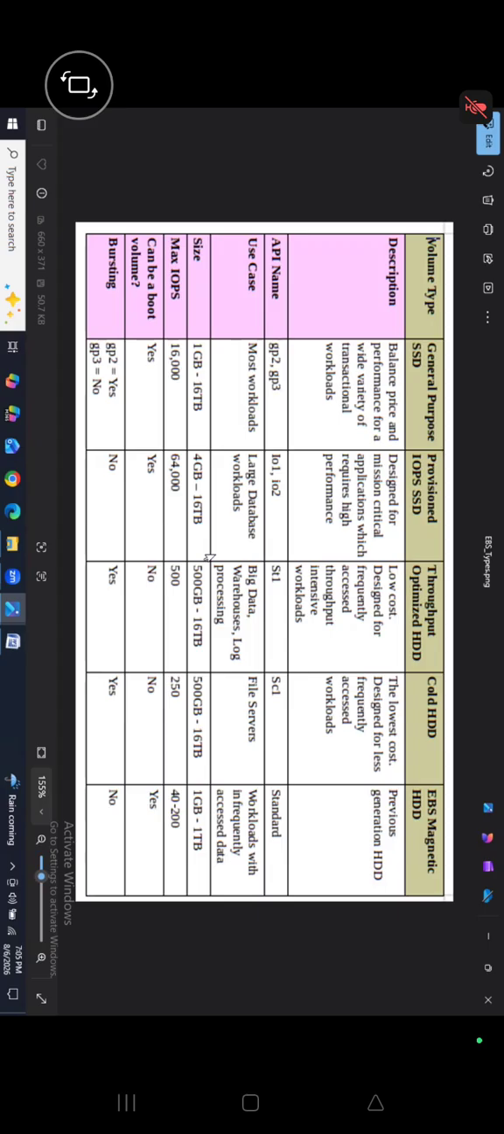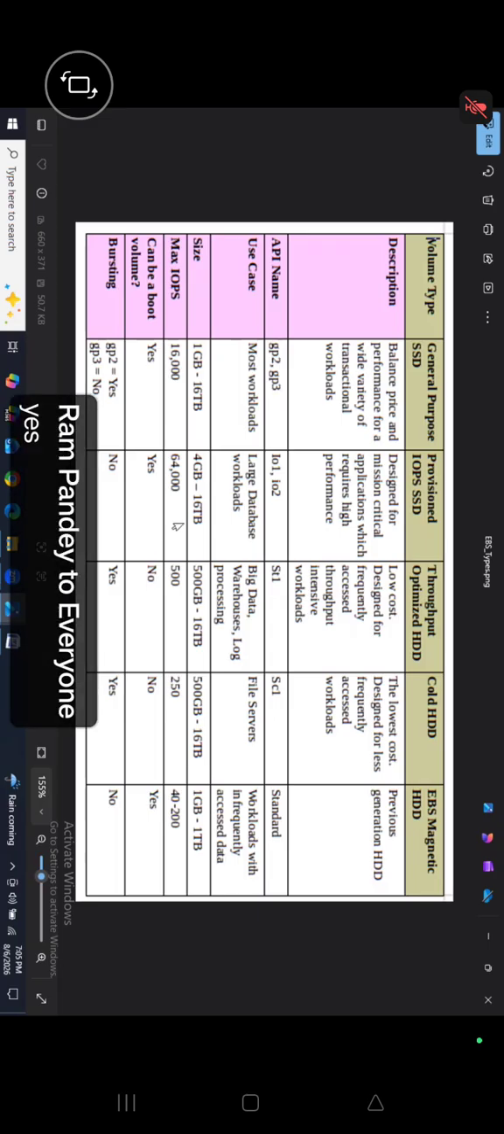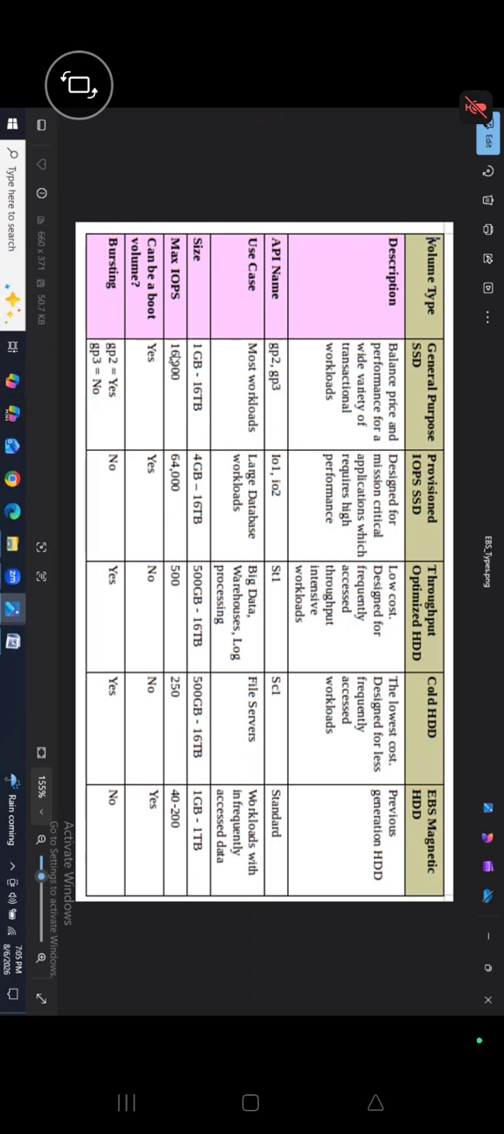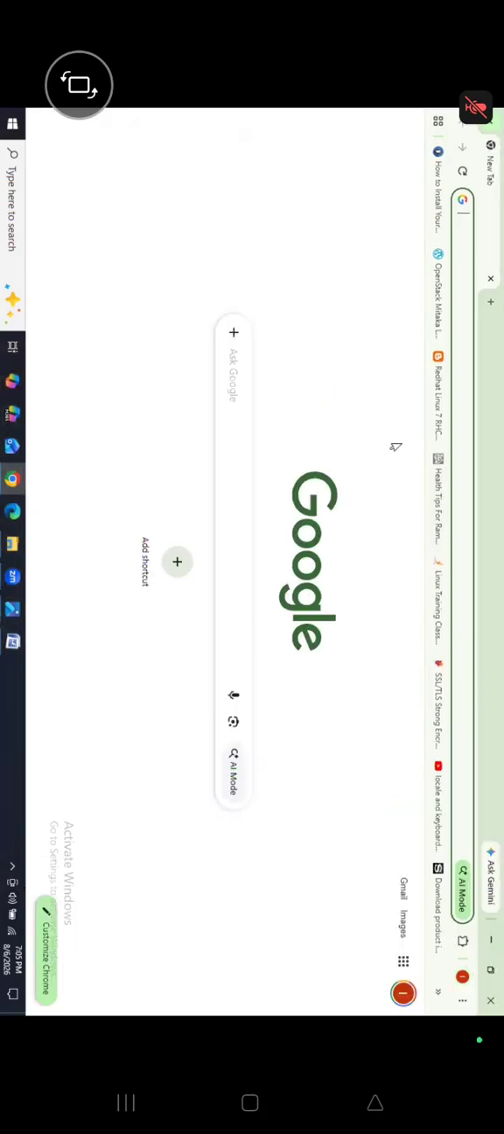Can you hear me? Am I audible? IOPS is not free of cost. We have to pay. So coming to general purpose, maximum how many IOPS does it support? 16,000. We have one calculator, let's see here. I'll show you. With the help of that calculator, because you have to know all of this, then only you can deploy the proper infrastructure in our organization.